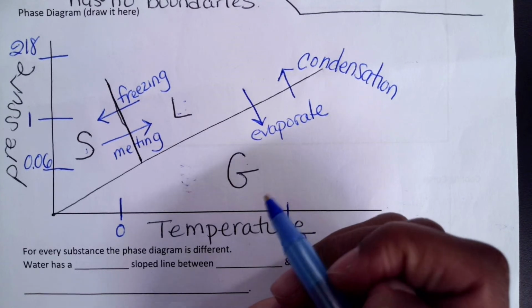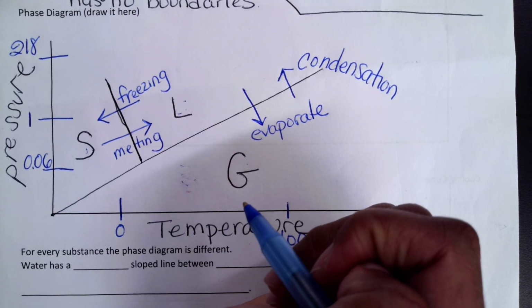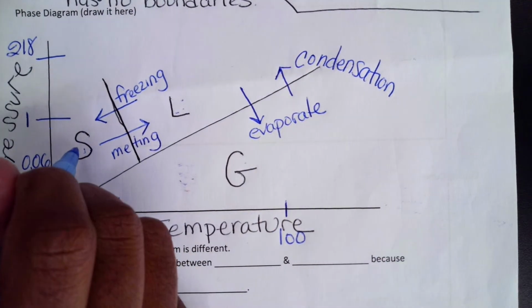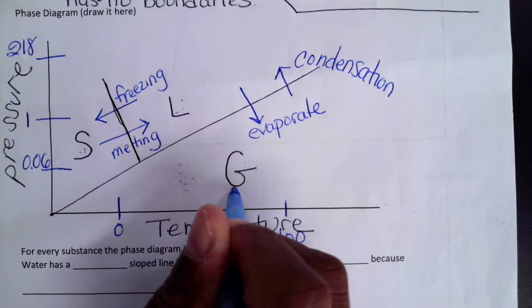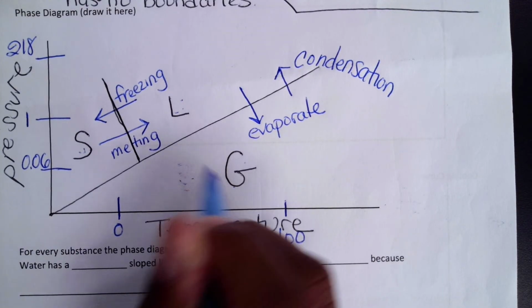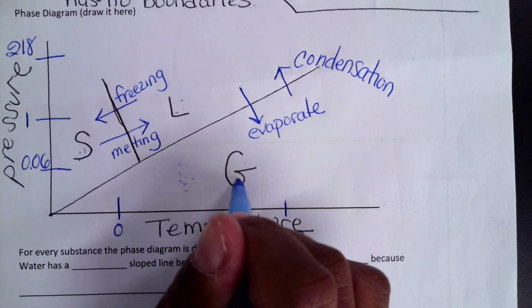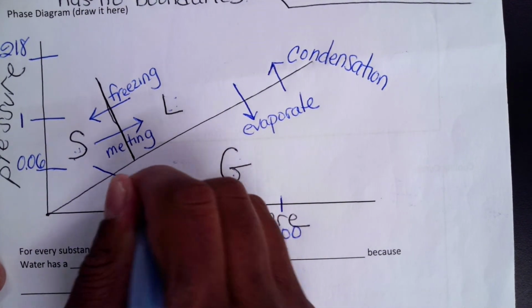All right. So now the other two phases that you may not know. Going from a solid straight to a gas. This is how I remember it in my head. Solid starts first with an S, straight to a gas. This is called sublimation.